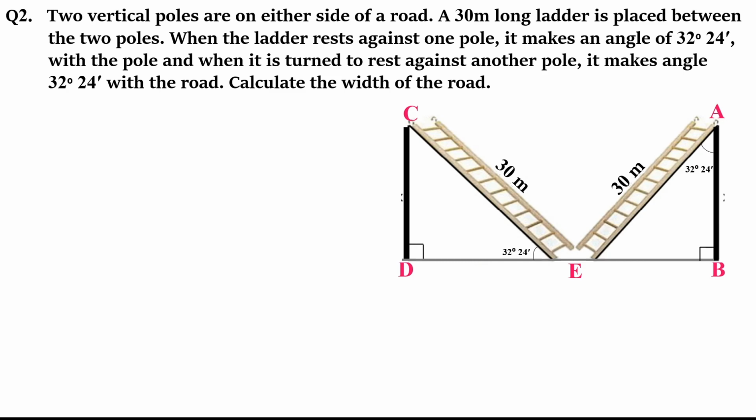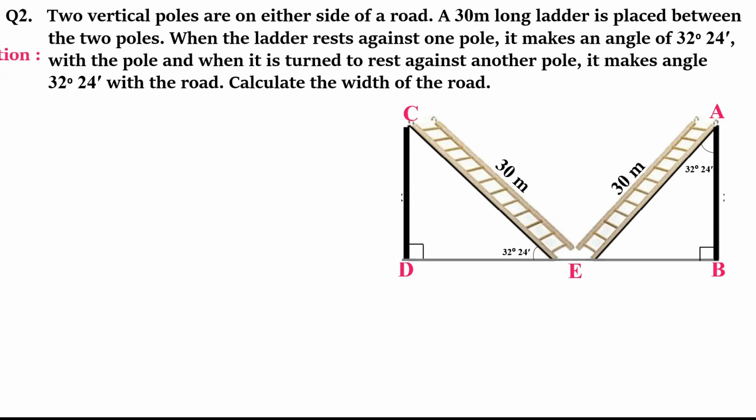So now what is the question? Calculate the width of the road. The complete width of the road between the two poles is BD, and BD is made up of BE and DE. Now I know my aim. From the first right angle triangle AEB, I have to work out BE, and from the second right angle triangle I have to work out the length DE, and these two lengths when added will give me the complete width of the road, which is BD.